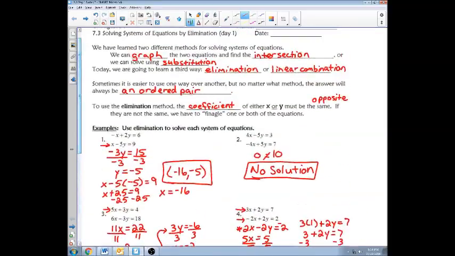The most important things to remember here are when I'm going to use elimination, I need to have opposite coefficients for either my x or my y. Then I'm just going to add my two lines together. That's why it was called linear combination. I'll add my two lines together. That should get rid of one of my variables. When one of my variables is gone, I can solve for the other variable, plug that back in to solve for my other variable, and I will be done.